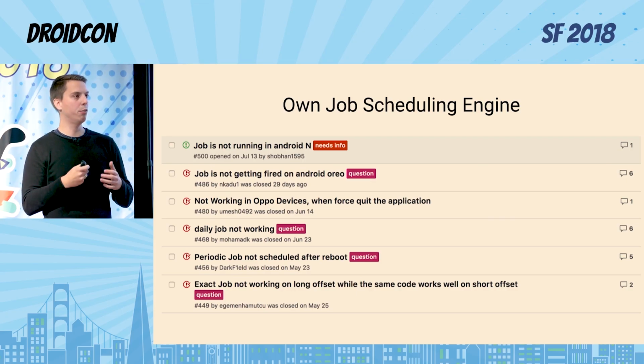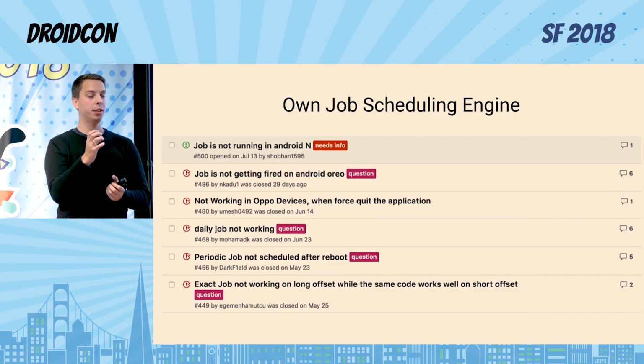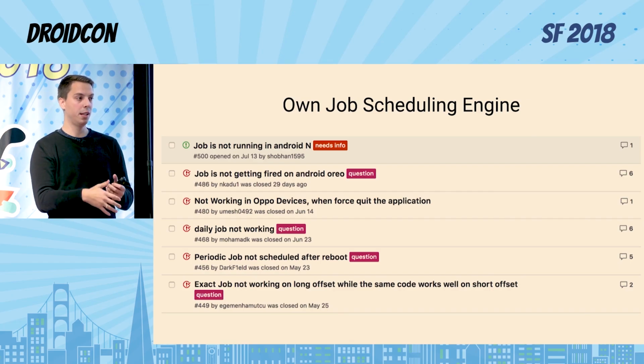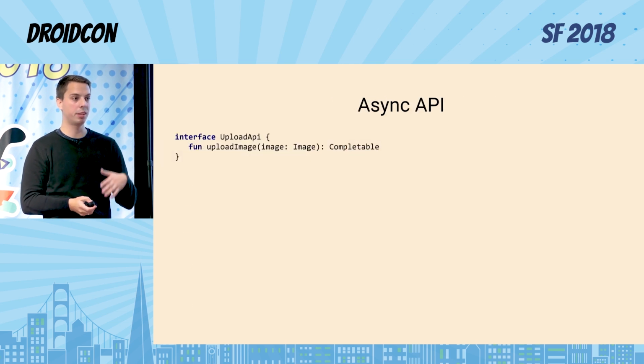But other than that, WorkManager also has its own job scheduling engine where it manually checks your workers and their constraints. And if the constraints are all met, then it manually launches your workers. And it doesn't necessarily need to rely on JobScheduler or AlarmManager. So they fixed all of those issues.